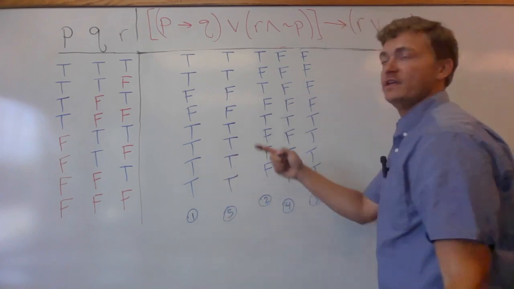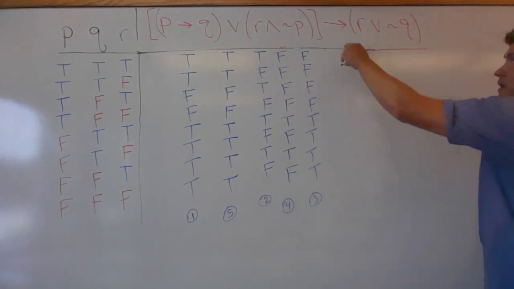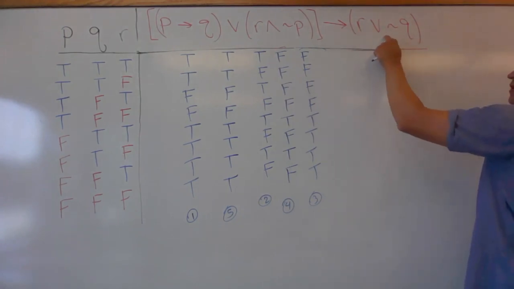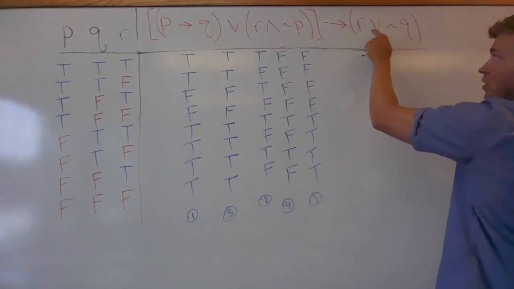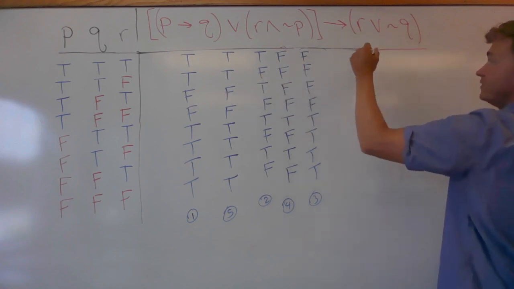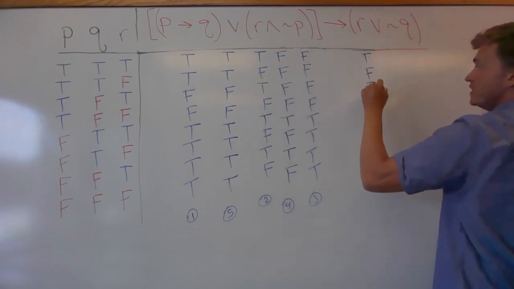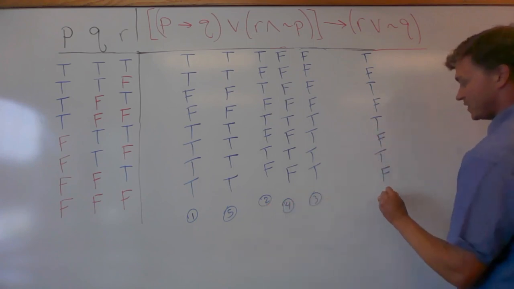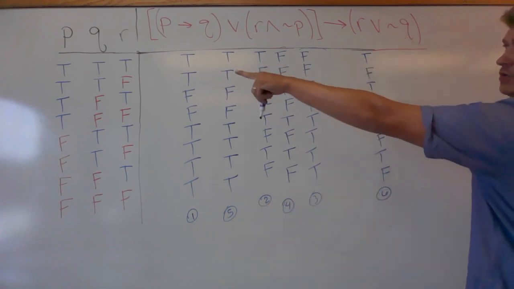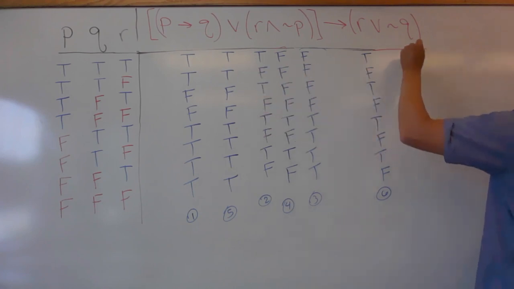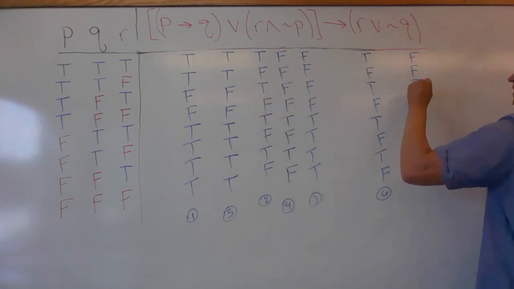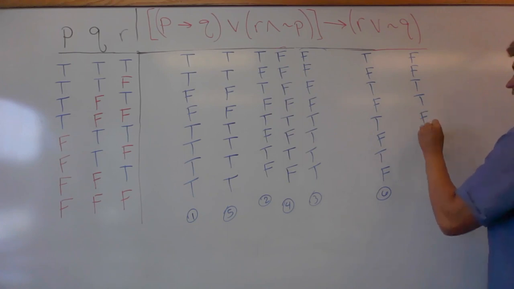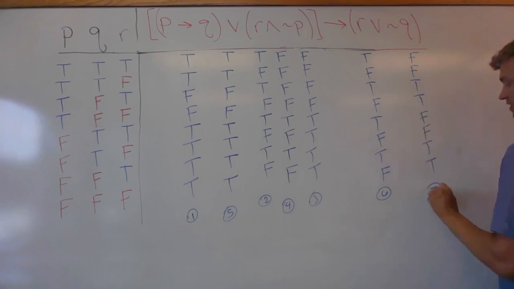So column 5 gives us the OR connective, and before we get there, we've got to figure all this out. Now again, R: T, F, T, F, alternating, T, F, T, F, T, F, T, F, that's going to be 6. Not Q: T, T, F, F, switch it around, F, F, T, T, F, F, T, T, becomes 7.